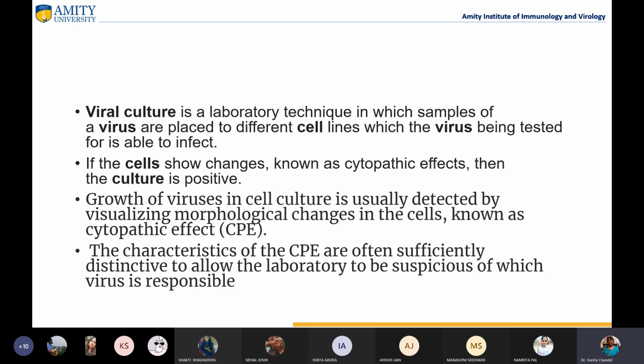So if cells show change, known as a cytopathic effect, then the culture is considered positive. Growth of viruses in the cell is usually detected by visualizing the morphological changes in the cell, which are known as a cytopathic effect. The characteristics of these are often sufficiently distinctive to allow the lab to suspect which virus is responsible. People who are continuously working with these types of cultures know what kind of cytopathic effect will be produced by which viruses. So it can be detected on that basis.